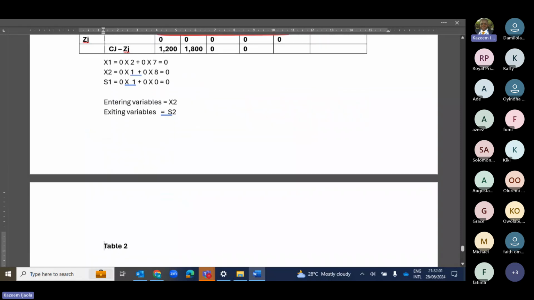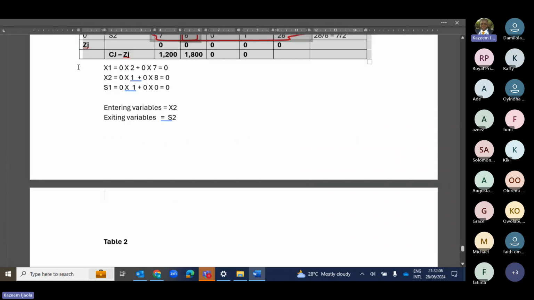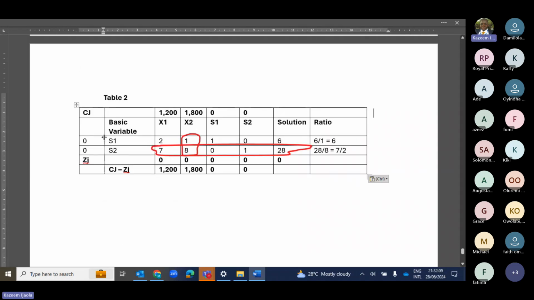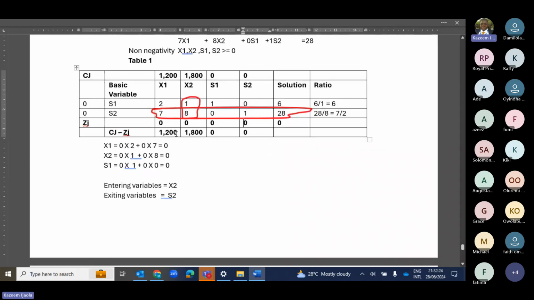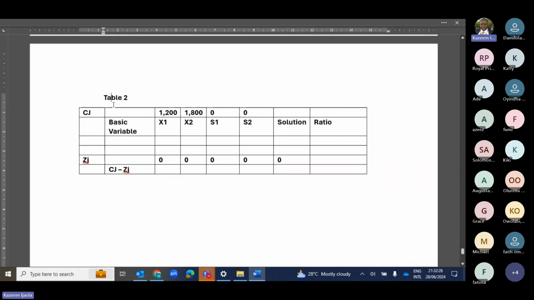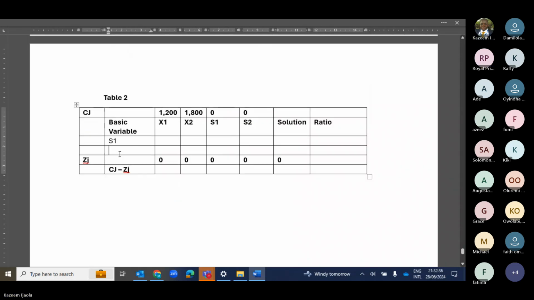Okay, thanks. Question answered. So let's move on to table 2. We're in table 2 now. Just leave all this here, they are still useful. In your new table, you see that X1 is still there. Then you are bringing in X2 and you are removing S2.